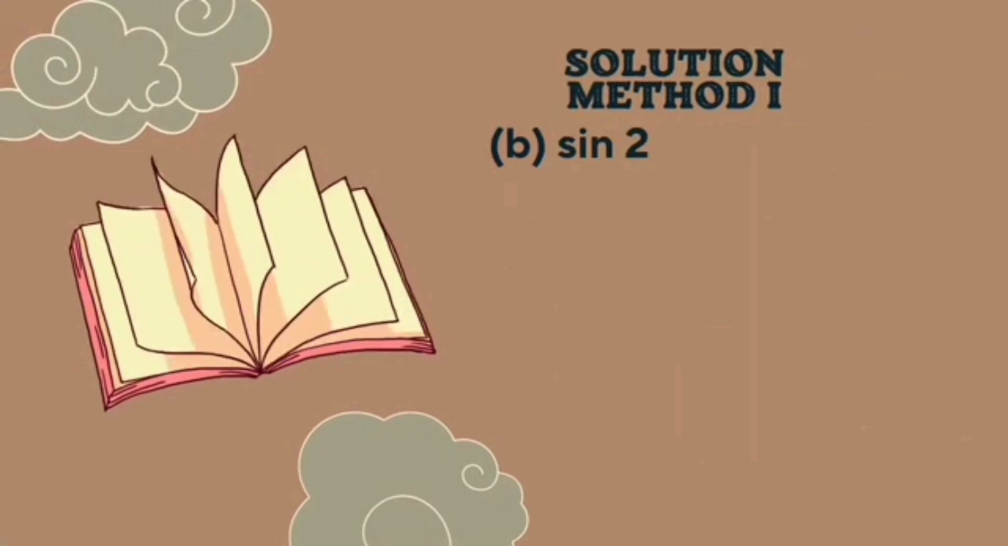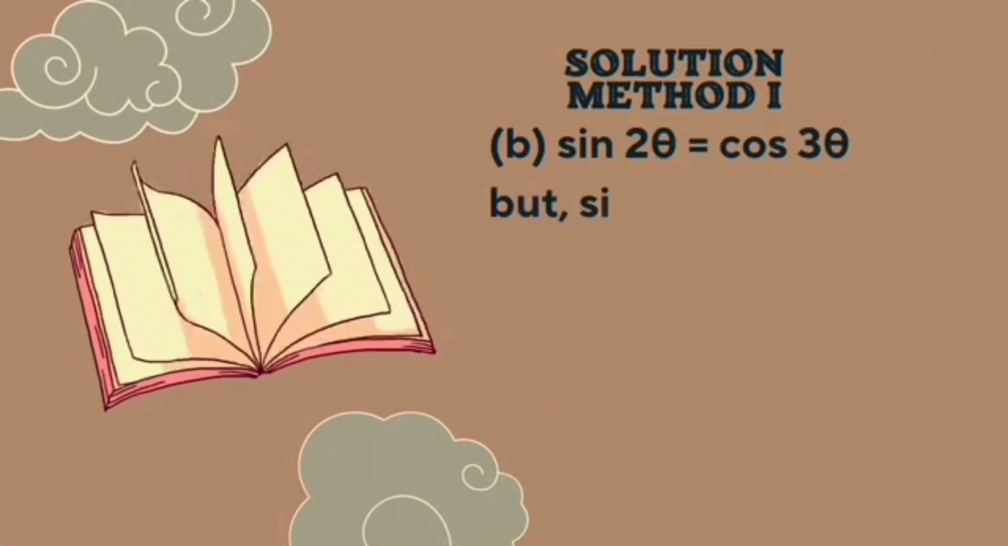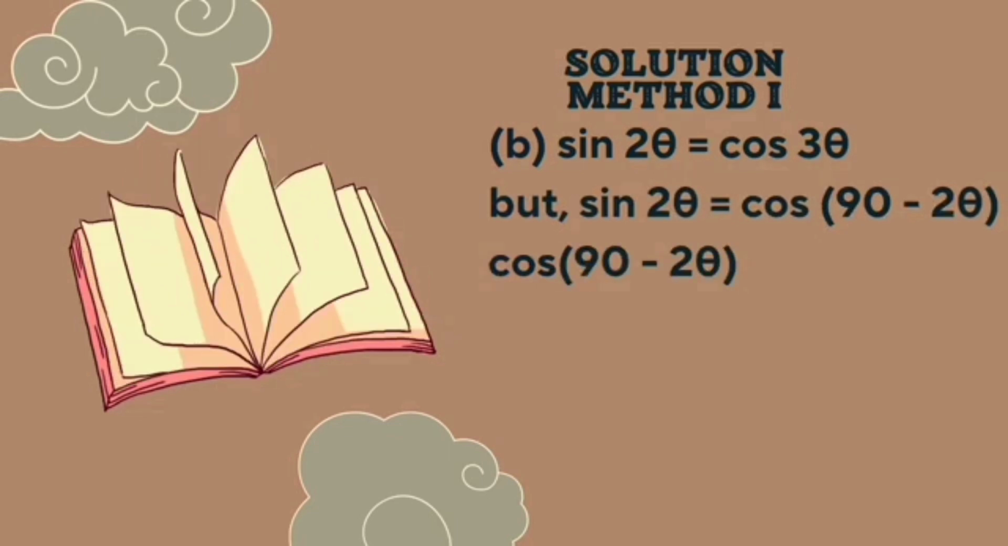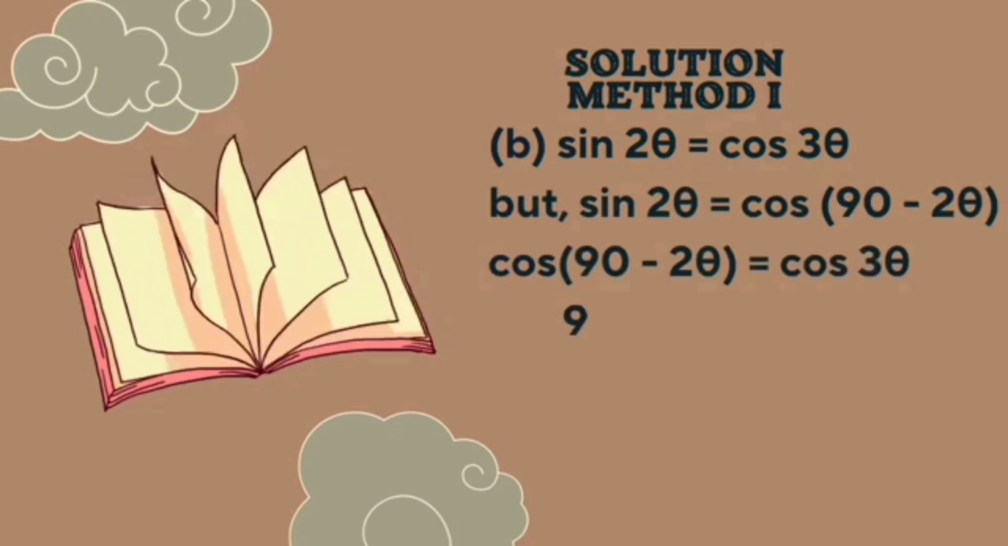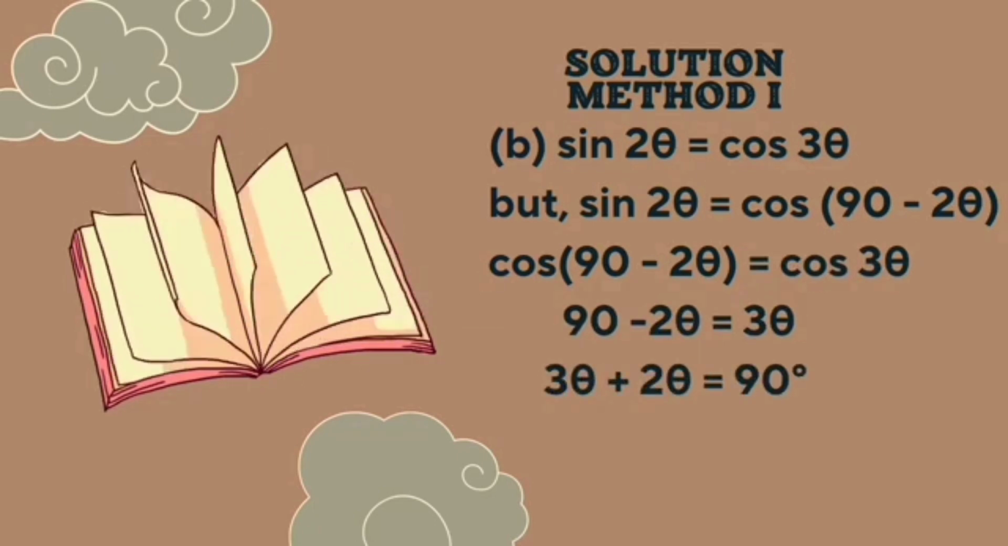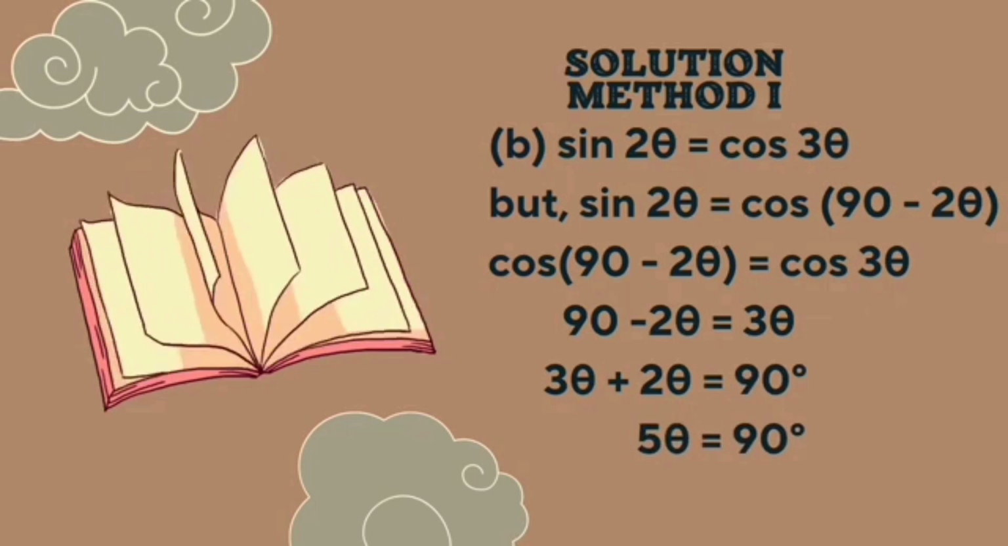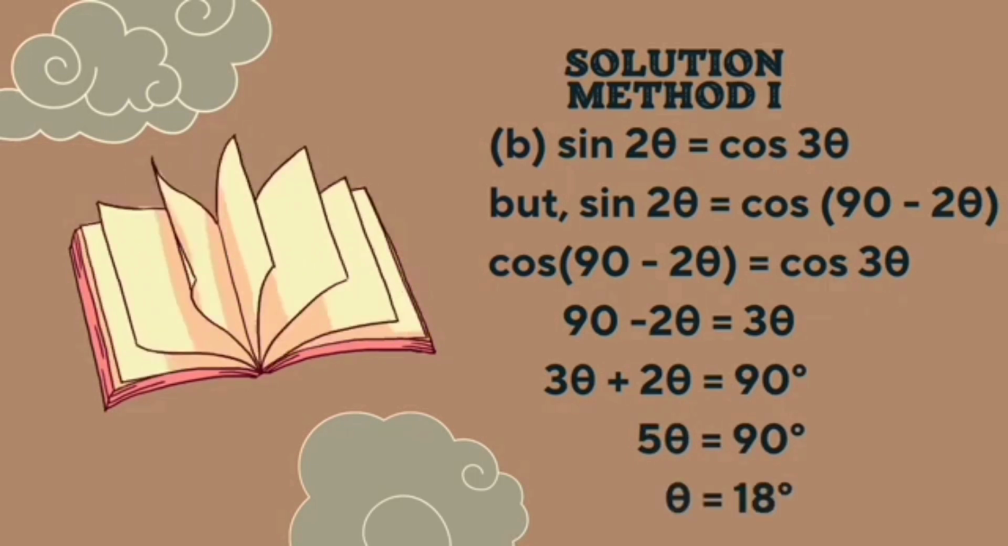Next, using method 1 to solve the second question, sin 2 theta is equal to cosine 3 theta, what will be your answer for theta? From the solution, theta is equal to 18 degrees.